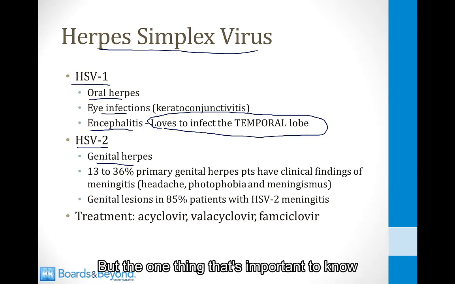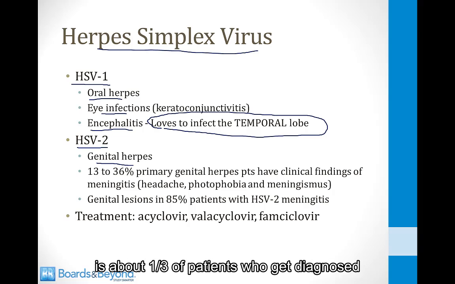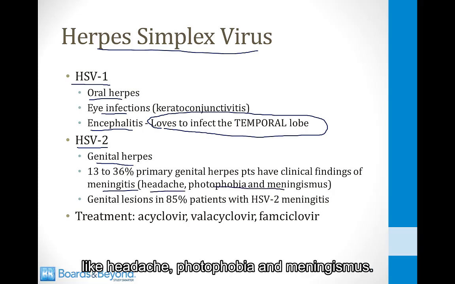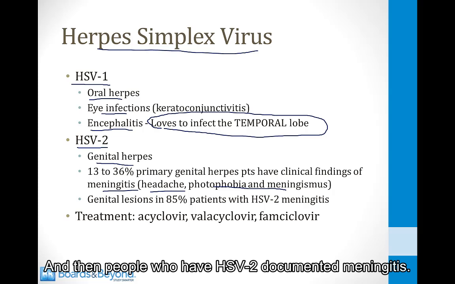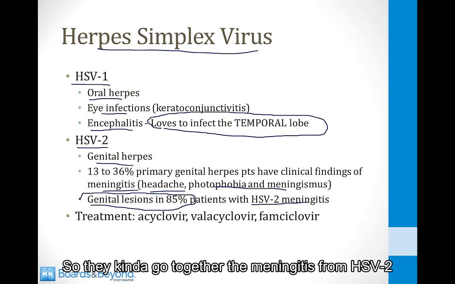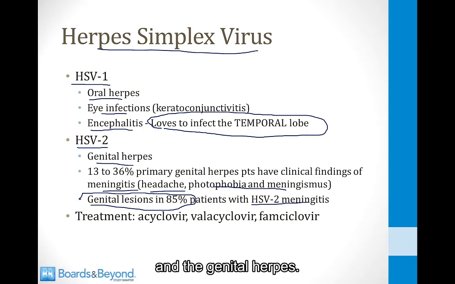But one thing that's important to know is about a third of patients who get diagnosed with genital herpes have clinical findings of meningitis, like headache, photophobia, and meningismus. And then people who have HSV2 documented meningitis, about 85% of them have genital lesions. So they kind of go together, the meningitis from HSV2 and the genital herpes.